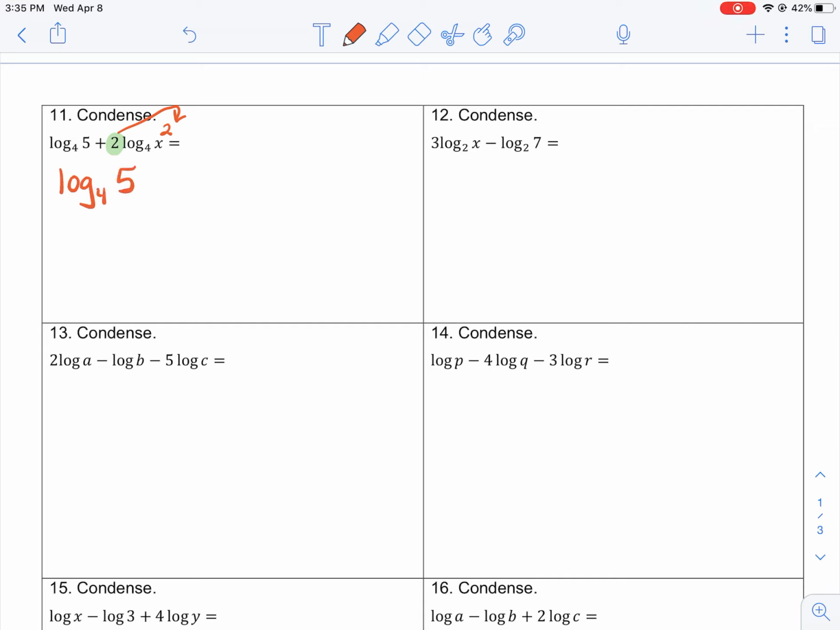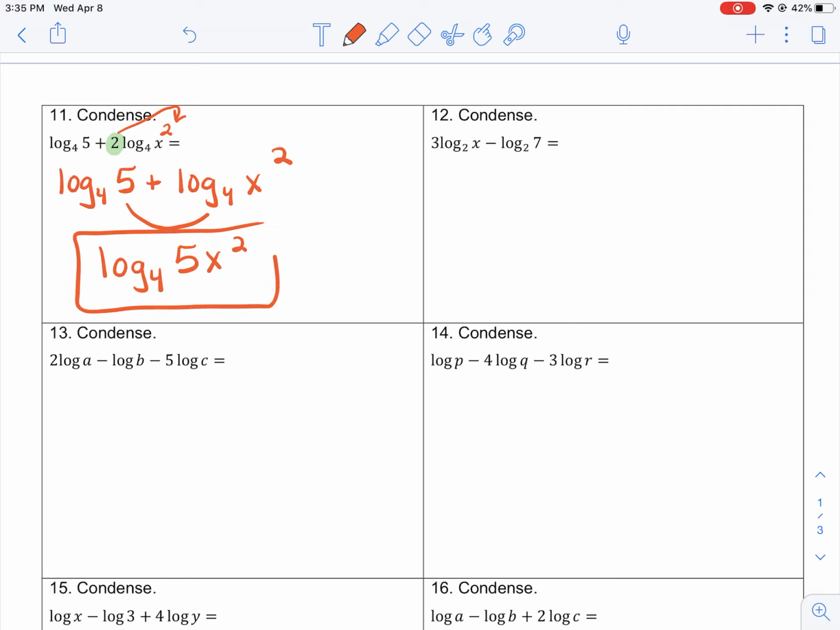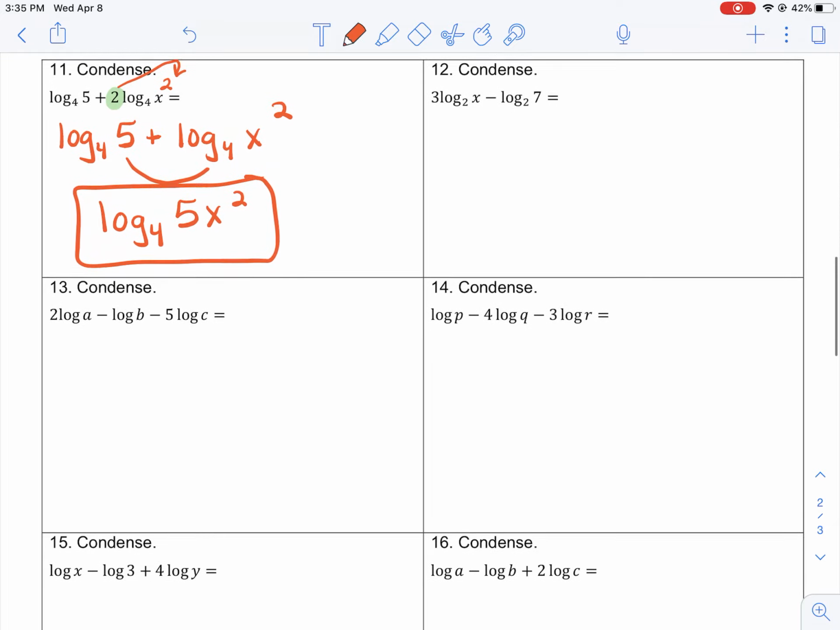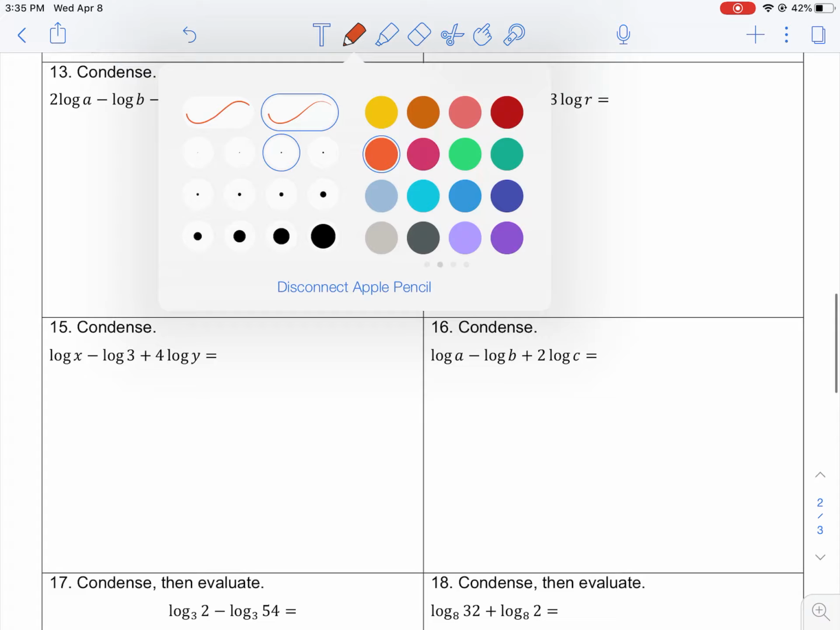Okay, so if I break this down into steps, right now I have log base 4 of 5 plus log base 4 of x squared. Okay, and now I'm going to smush these together. I'm only allowed to write the word log once. So addition becomes multiplication. And so I get log base 4 of 5x squared. Okay, pause and try number 12.